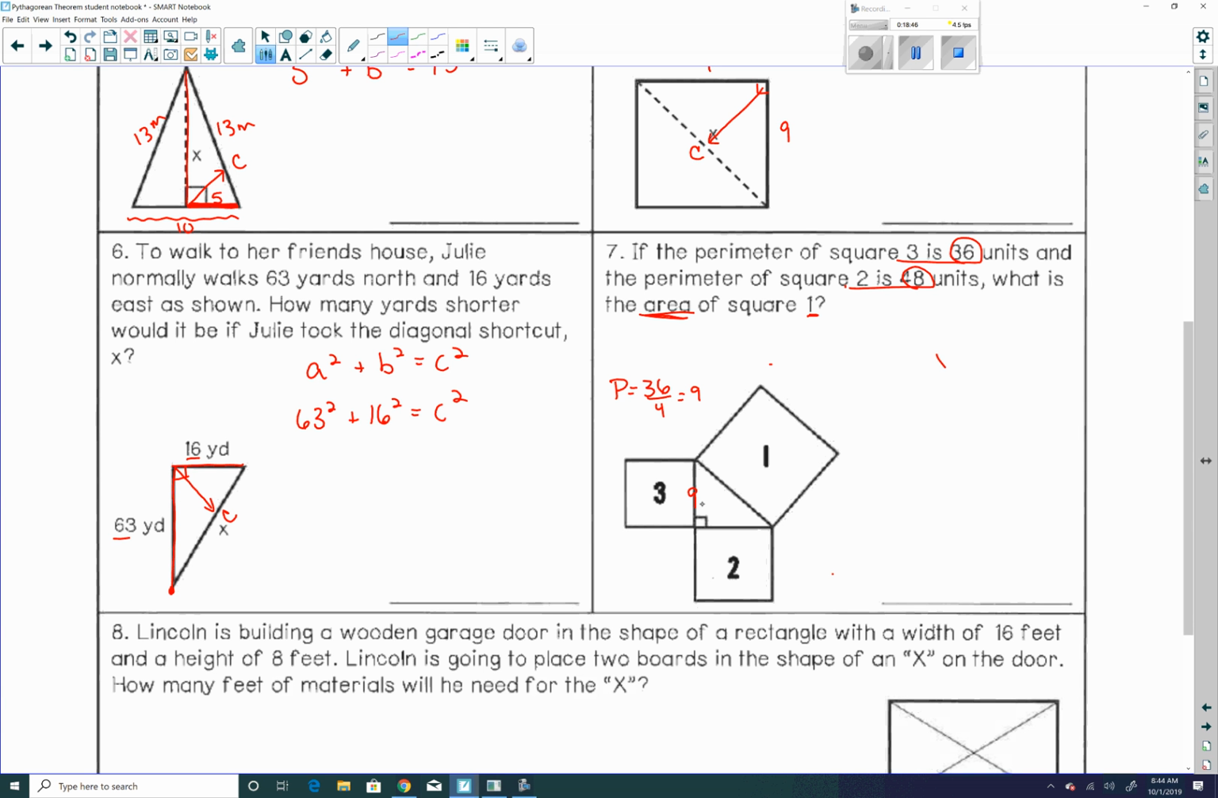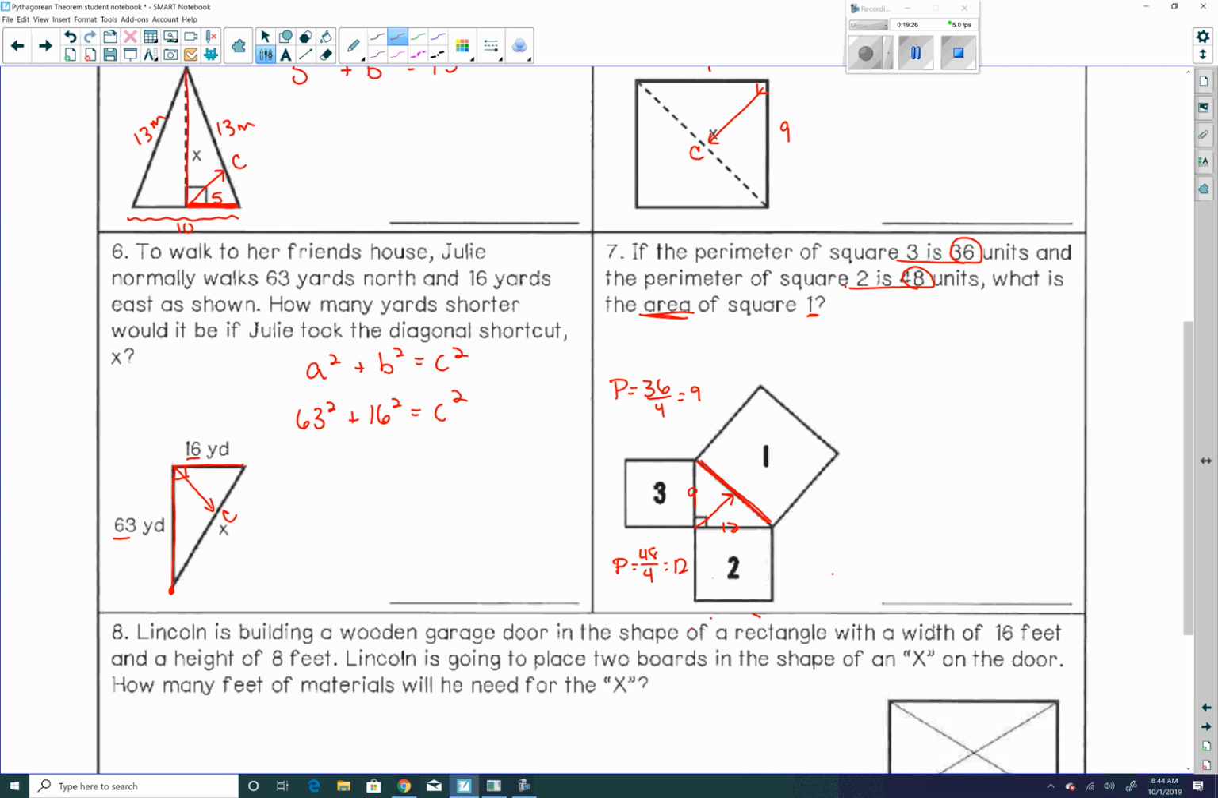I'm going to do the same thing with 48 for square 2. So I know that my perimeter for square 2 is 48. Divide that by 4, and that's going to give you one of the side lengths. So go ahead and do that. Did you get 12? So now I've got my 2 legs. I can use my Pythagorean theorem to figure out what this length is. Once I know what that length is, I can find the area of that larger square, which would be whatever that length is times itself.